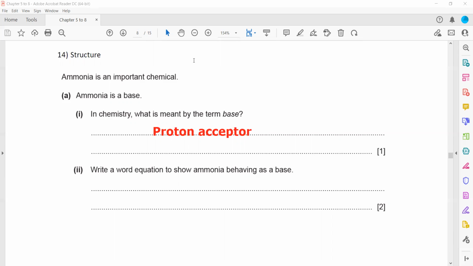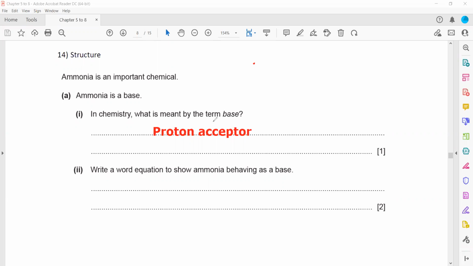Then we have to write a word equation to show ammonia behaves as a base. So how can we show that ammonia is behaving like a base, which is a proton acceptor? Basically, you have to write a reaction of ammonia. Look, if we want to explain that something is a base, it should accept a proton.